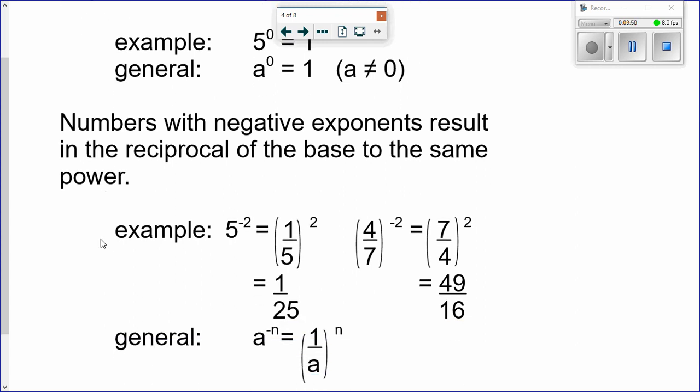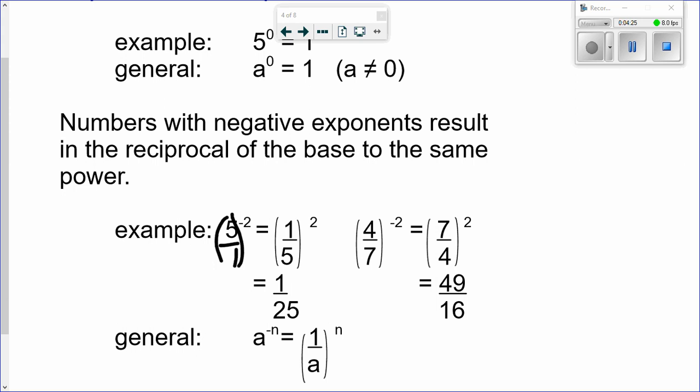Now, numbers with negative exponents result in the reciprocal of the base to the same power. So that's a whole lot of fancy schmancy talk. We talked about negative reciprocals when we were talking about slopes and trying to find when they were 90 degrees. And this is the same thing. We're taking the value and we're flipping it. So although we don't usually think of it, 5 is really the same thing as 5 over 1. Sorry about that bracket there. So when we take that negative sign and flip it, it becomes 1 over 5.